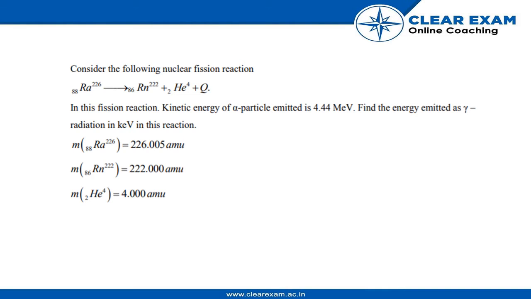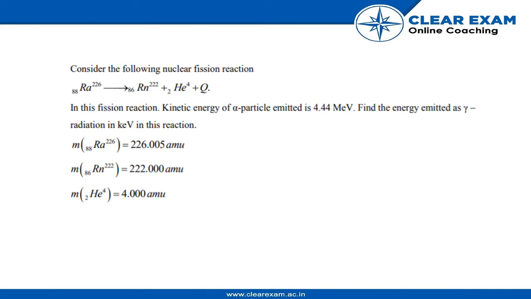Here in the question, it says to consider the following nuclear fission reaction, and below that a fission reaction is given. Further, in the question it is written that in this fission reaction, the kinetic energy of the alpha particle emitted is 4.44 MeV. Find the energy emitted as gamma radiation in keV in this reaction, and then three different options are given to us.